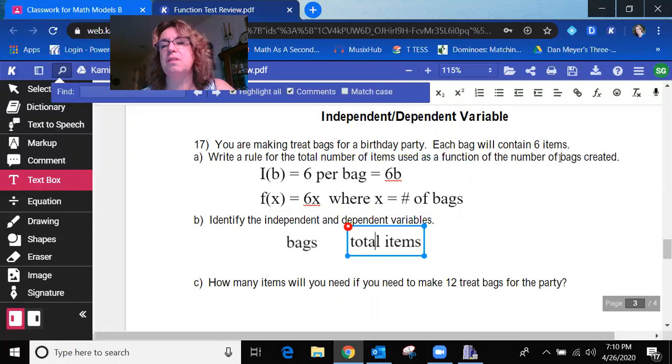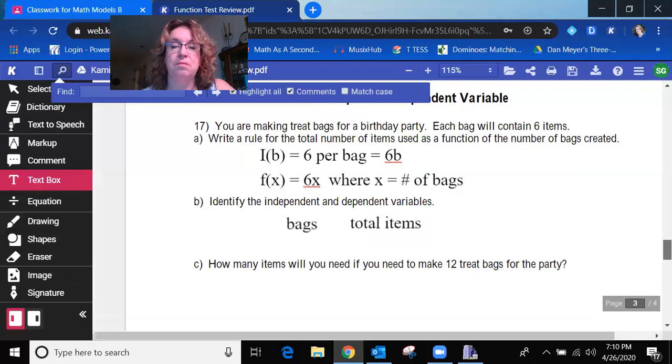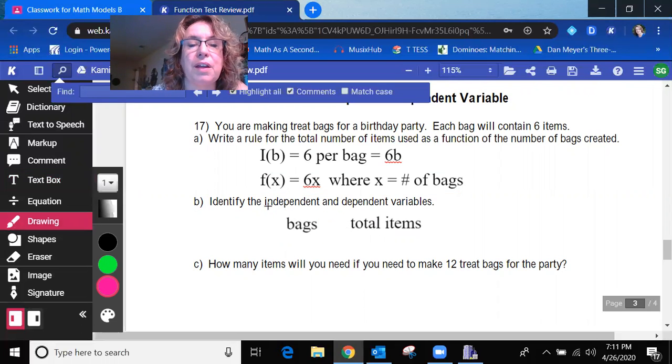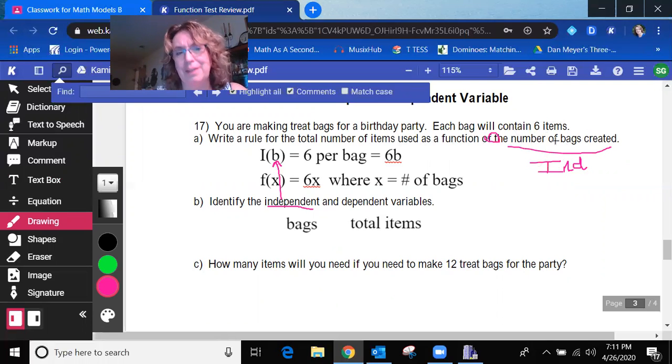The number of items depends on the number of bags. So this one depends on that one. And again, for independent, I look for the one that's inside the parentheses, or it's the function of, and whatever says after "of" is the independent. That's another way to look for that. If it says function of, whatever comes after the function of, that's your independent.